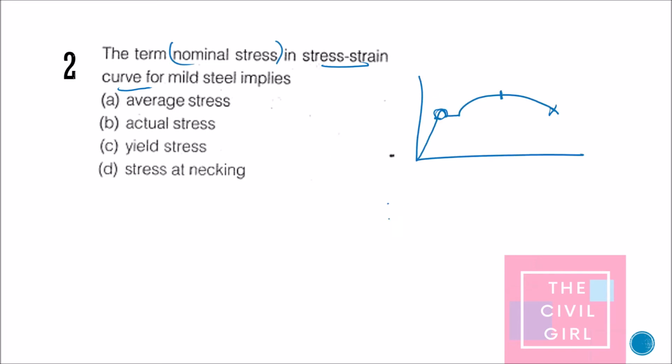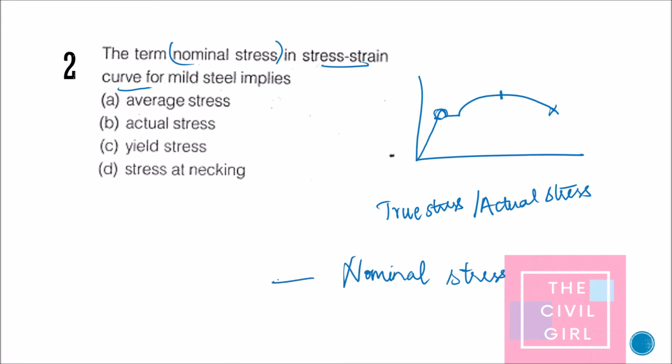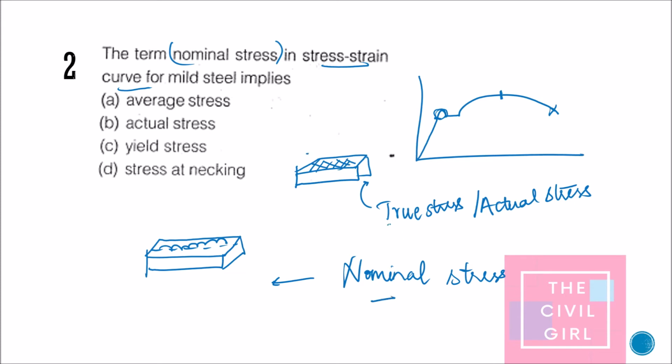We have two types of stress: true stress, also called actual stress, and nominal stress. So what is nominal stress? If we take a cantilever beam with a UDL acting on it, in design we will assume this UDL is acting on the centroidal axis. But in reality, in the true case, the loading will be throughout the section of the member. From this you will be able to understand the difference between nominal stress and true stress.